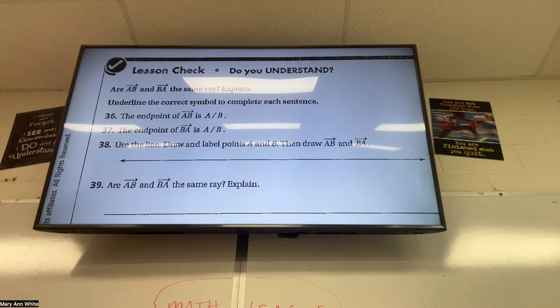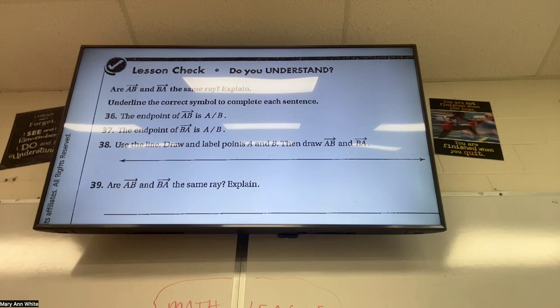This last question that we're going to do today, it says, are AB and BA the same ray? So that means it's the same thing. Just how we were going with the same plane, and I gave you a bunch of different names for one plane. My question to you is AB and BA the same exact ray? Now, you may already have a thought in your head. Hold on to that thought, and let's work through it.